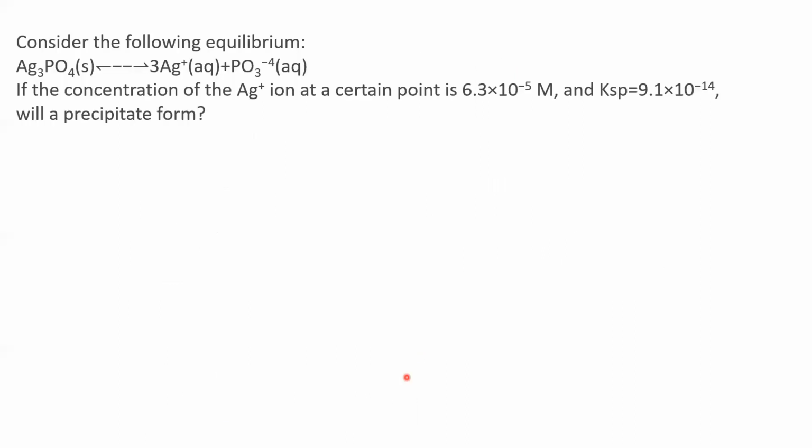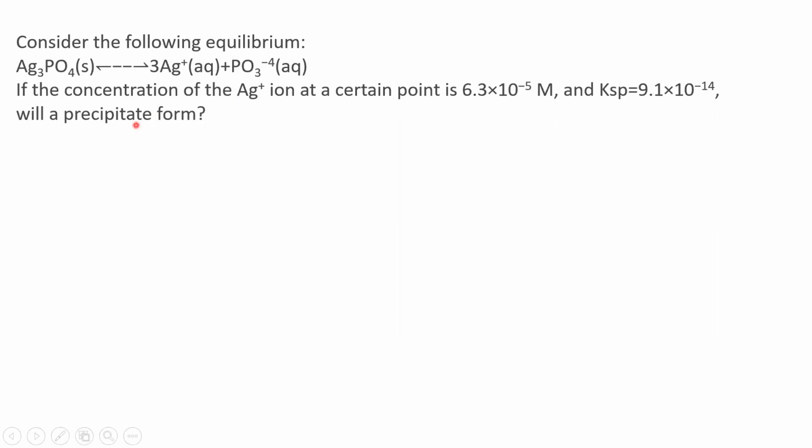All right. So let's look at this one. Okay, consider the following. So we've got this equilibrium here. If the concentration of silver ions at a certain point is 6.3 times 10 to the minus 5, and KSP equals 9.1 times 10 to the minus 14, will a precipitate form?